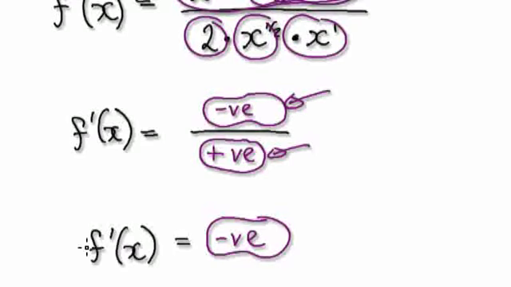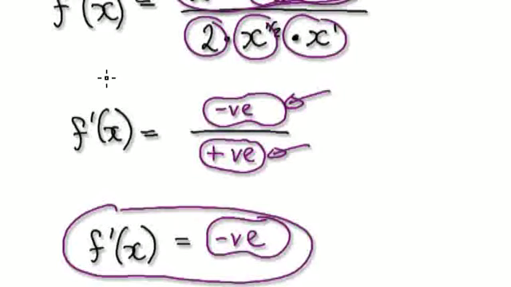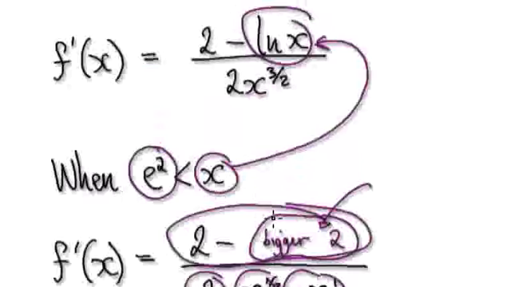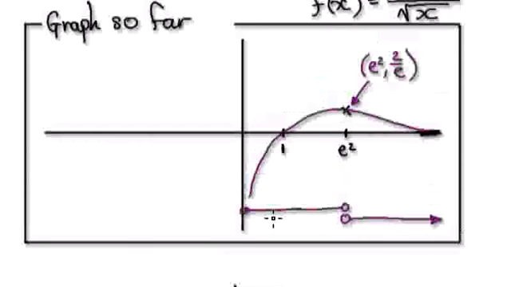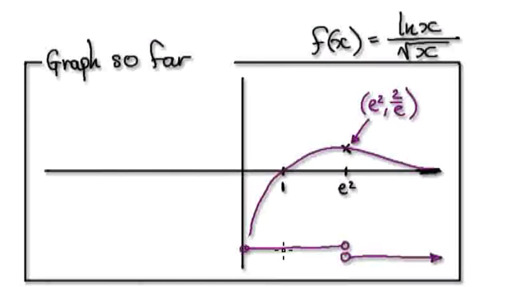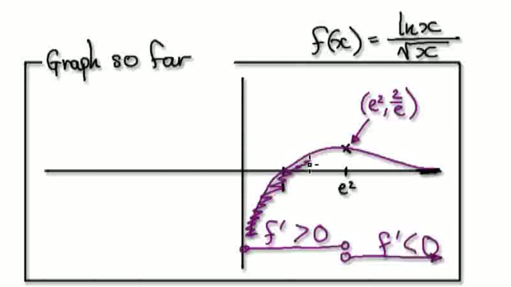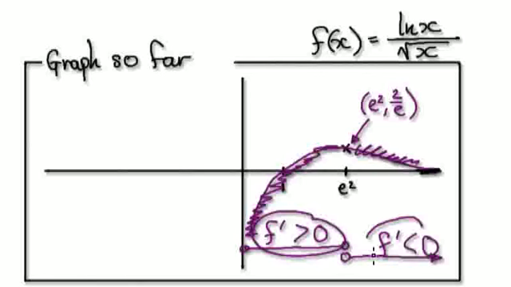So overall f prime in that region will be negative, meaning that if you look at our graph, we've just verified that f prime in this region is greater than 0, and f prime here is less than 0. So that means it's climbing, climbing, climbing, and falling, falling, falling, and it verifies. And we've verified it here.